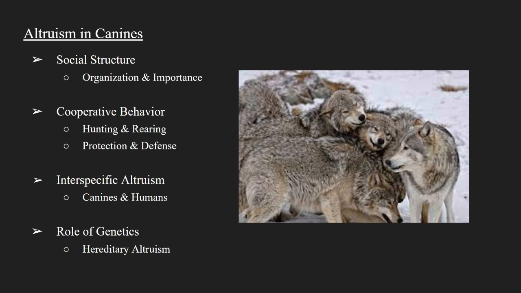To fully appreciate altruism in canines, we will first discuss the organization importance of their social structure. Then we will explore some of the cooperative behaviors of canines that exemplify altruism, such as hunting, rearing pups, and protecting others. And then we will consider interspecific altruistic behaviors, meaning altruism between different species, namely between canines and humans. And finally, we will explore the role of genetics in altruism and if hereditary altruism exists.